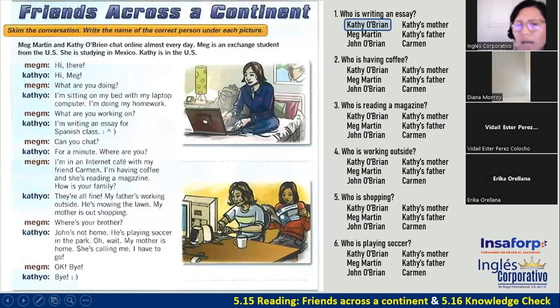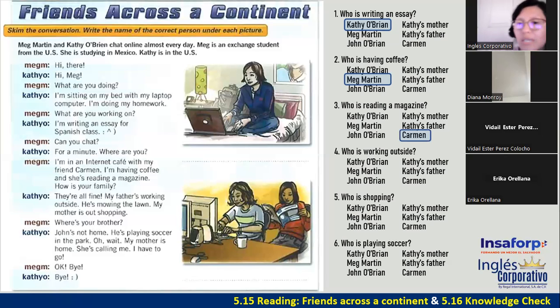Who is having coffee? Meg. Yes, it's Meg Martin. Muy bien. Question number three. Who is reading a magazine? Kathy. Ah, muy bien, es Carmen. Very good. What about number four?